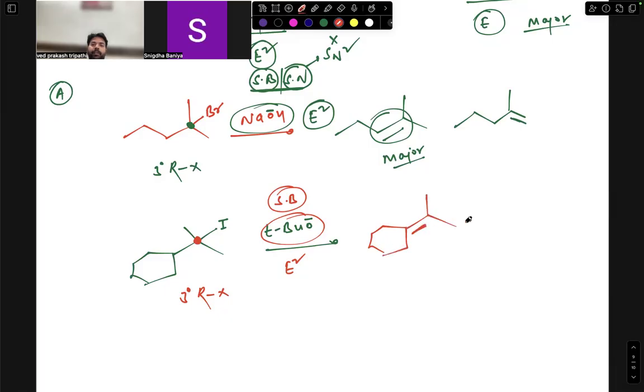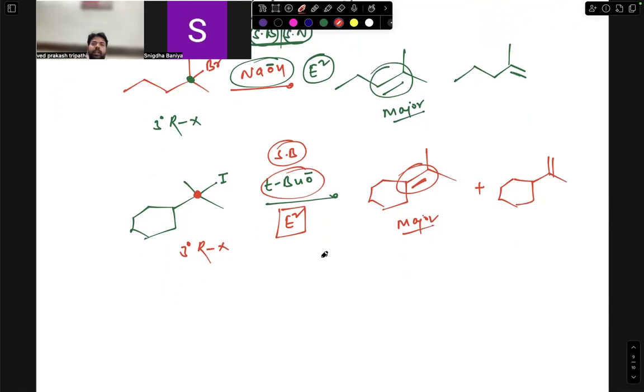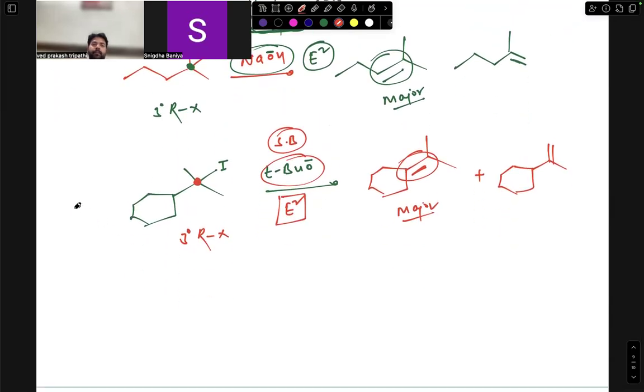But this is the major because it is more substituted. There is another alkene, this would be clear, but we will select this one as a major. Why? Because we have the Saytzeff alkene, more substituted. Makes sense? More alpha H. So overall, we can say it would give E2 reaction. Clear? Any doubt? No.